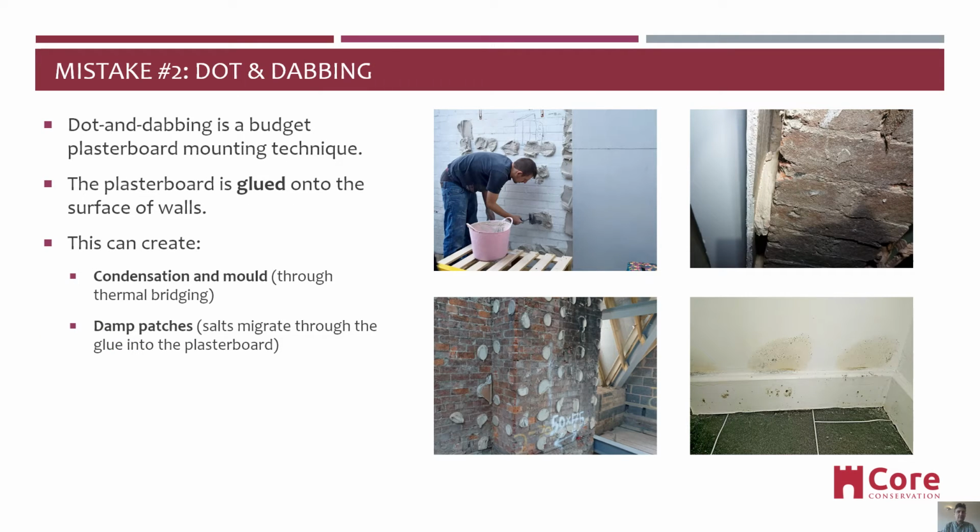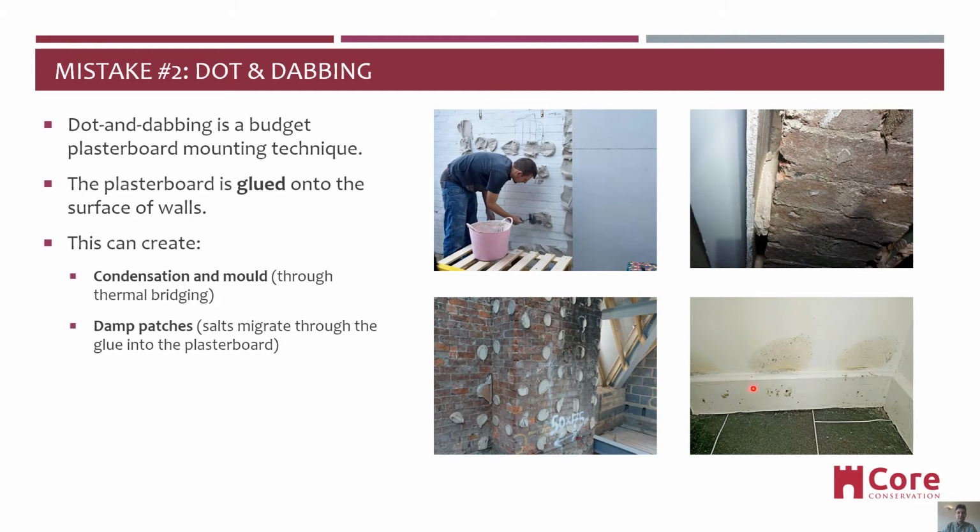Mistake number 2, dot and dabbing. Dot and dabbing is a budget plasterboard mounting technique which is often applied to save time and money, mainly for the builder. The plasterboard is glued onto the surface of the walls. They use these big dabs of glue, as we can see here, and then the plasterboard is pressed against the wall. The problem with this are twofold.